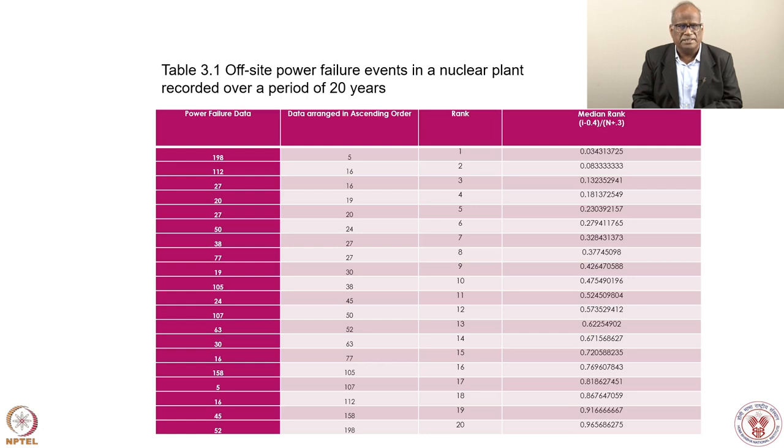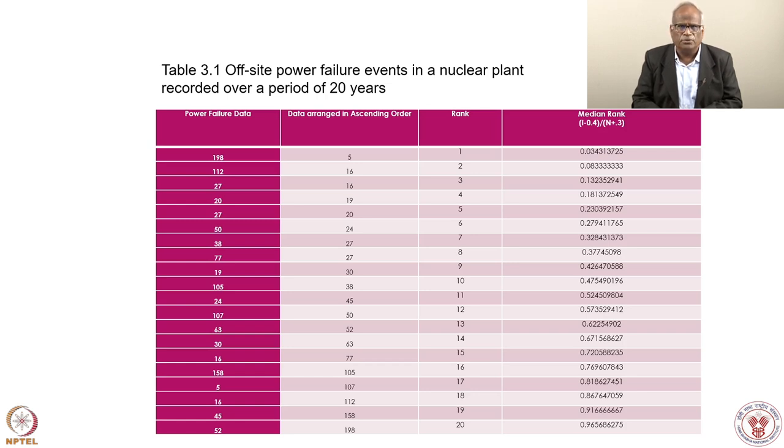This data has been arranged in ascending order. That means when we arrange this data in ascending order and rank it, we give rank 1 to the first. You can see 5 comes on top because it is the minimal duration. Then we have 198 minutes, which is coming at the end. So the data has been arranged, and the ranking has been given, with the event of 5 hours as first, and then we have 20 events in total.